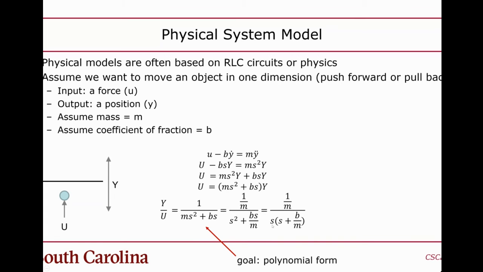Then I can factor out s in the denominator, and I find that I have a pole at 0 and a pole at negative b over m. So I have one pole in the left-hand plane, and I have one pole at 0. So this is an unstable system. As simple as it is, it's unstable because of that pole at 0.